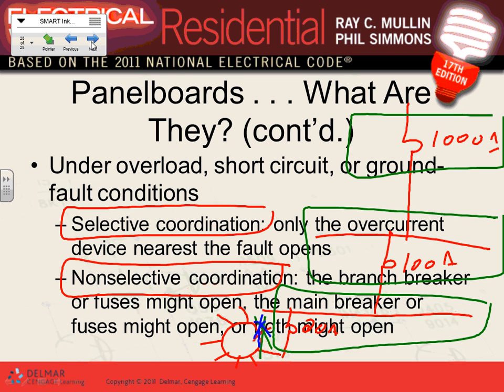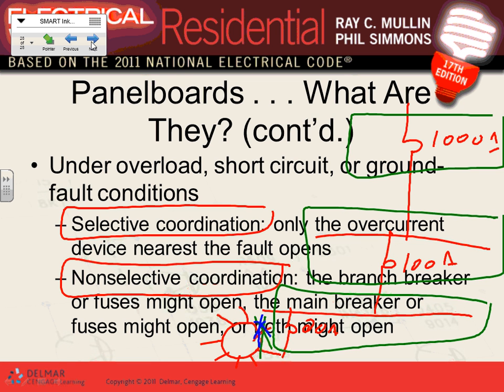Now, what happens if you are in charge of this project and the 1,000 amp trips? That's called a bad day. Very bad day. And it did happen in the past. So that's what selective coordination is. Required for all hospitals. Emergency systems require coordination by code. You have to coordinate them.